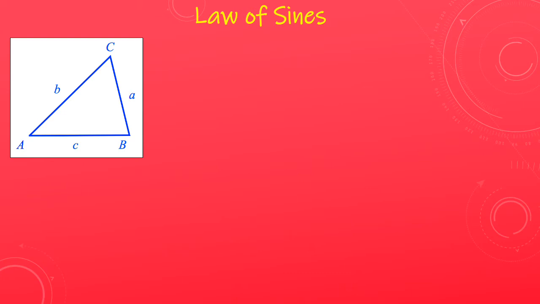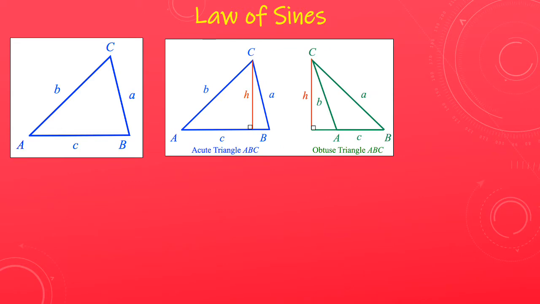We will label the angles as capital A, B, and C, and the sides are opposite the angles and are labeled lowercase a, b, and c. We work with either acute triangle ABC shown in blue or obtuse triangle ABC shown in green. In either case, we drop a perpendicular from C down to line segment AB. In the case of the obtuse triangle, we have to extend line segment AB. Let us call that perpendicular h.